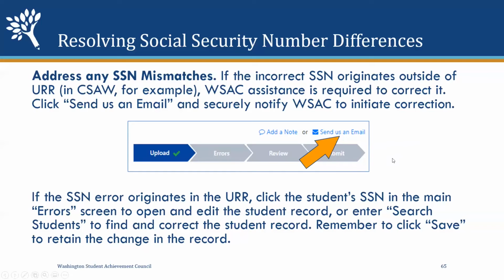If it happens to be an error that originates within the unit record itself, all you need to do is click the student's Social Security number in the main error screen, and then open and correct the student record, enter save. And if you don't have that student initially visible, you can click through the search students options in order to find and correct that student record.